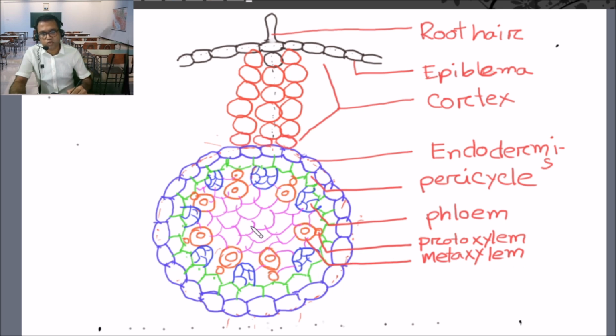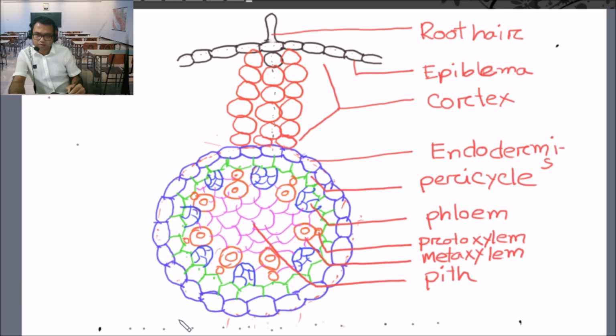And this portion is known as pith or medulla. And the figure name is Figure: TS of monocot root.